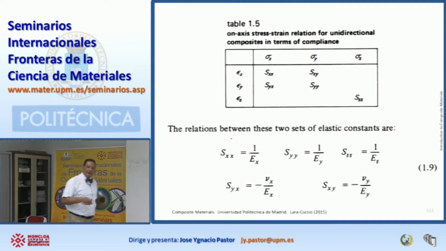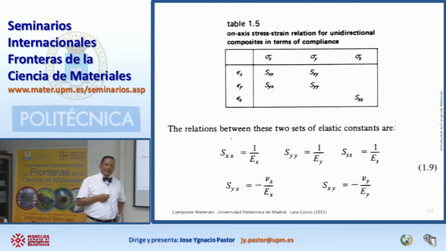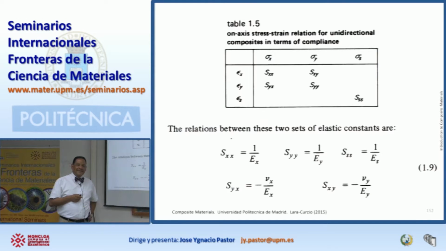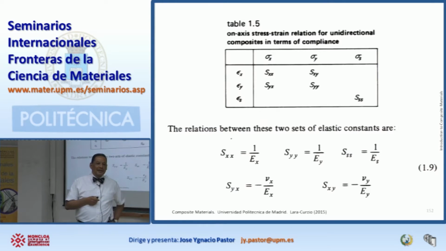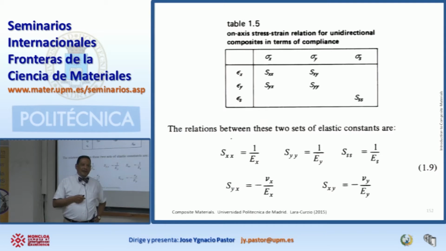Is that true? I mean, you speak German. How do you say compliance in German? Is the inverse of a stiffness. Okay.